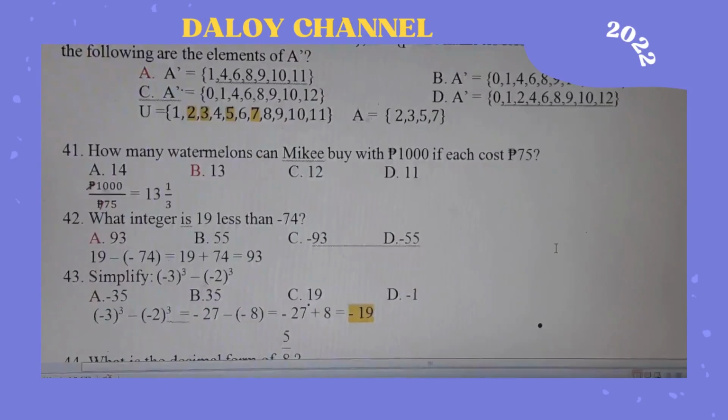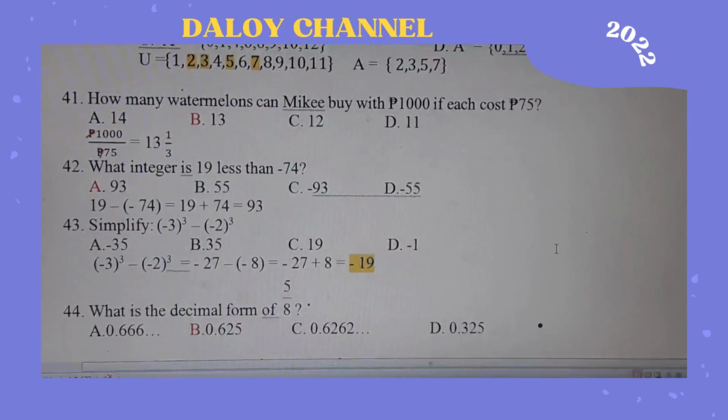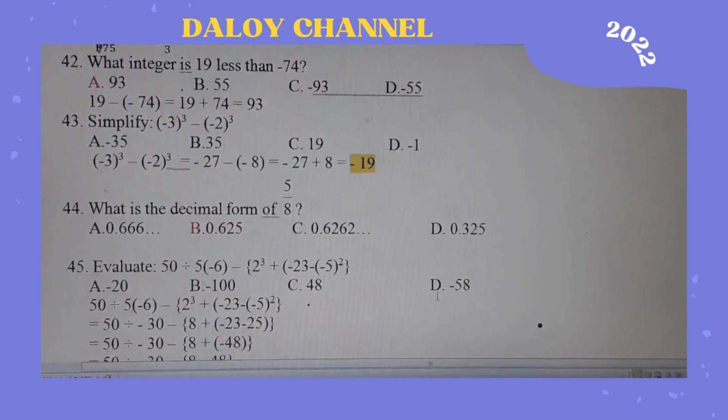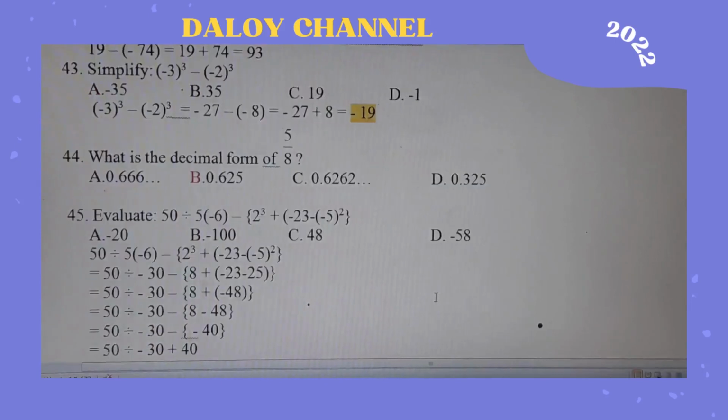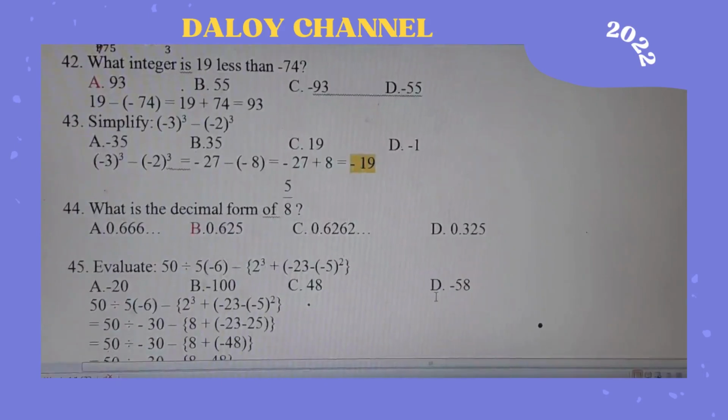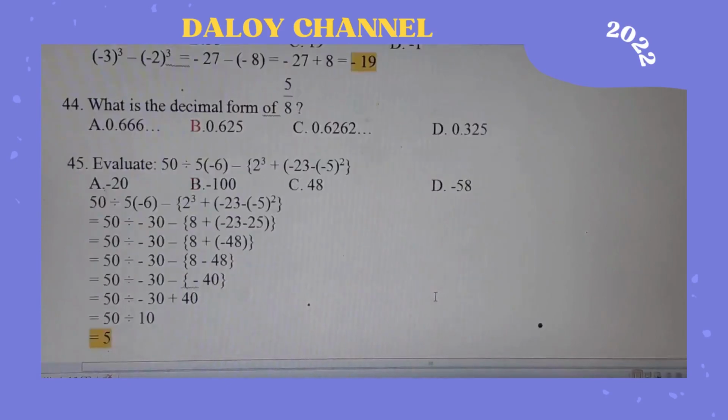Number 41. How many watermelons can Mikey buy with 1,000 pesos if each costs 75 pesos? Number 42. What integer is 19 less than -74? 43. Simplify -3 to the power of 3 minus -2 to the power of 3. Number 44. What is the decimal form of 5/8?